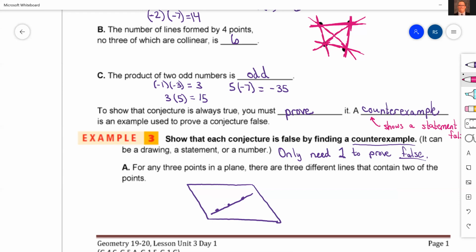Uh-oh. Houston, we have a problem. Here's my 3 points. How many lines contain those 3 points? Only 1. So if we have 3 collinear points, then we just prove that statement's false.